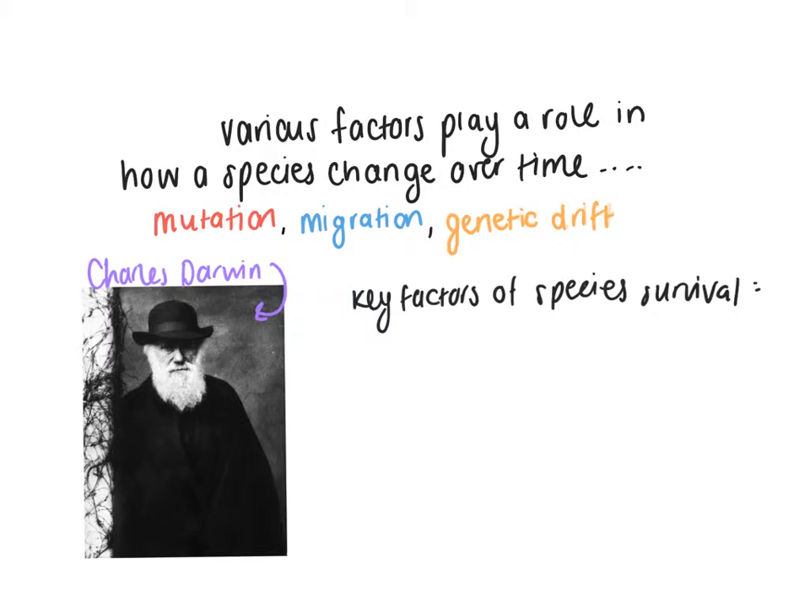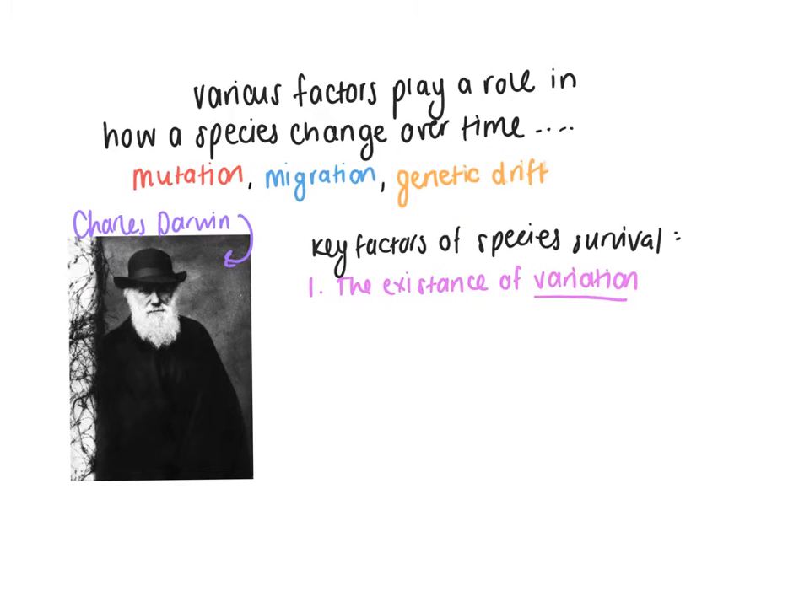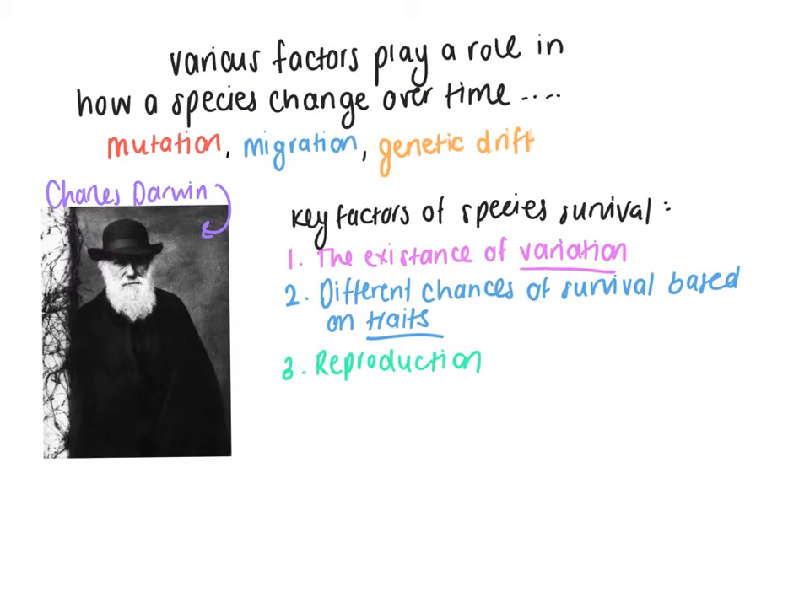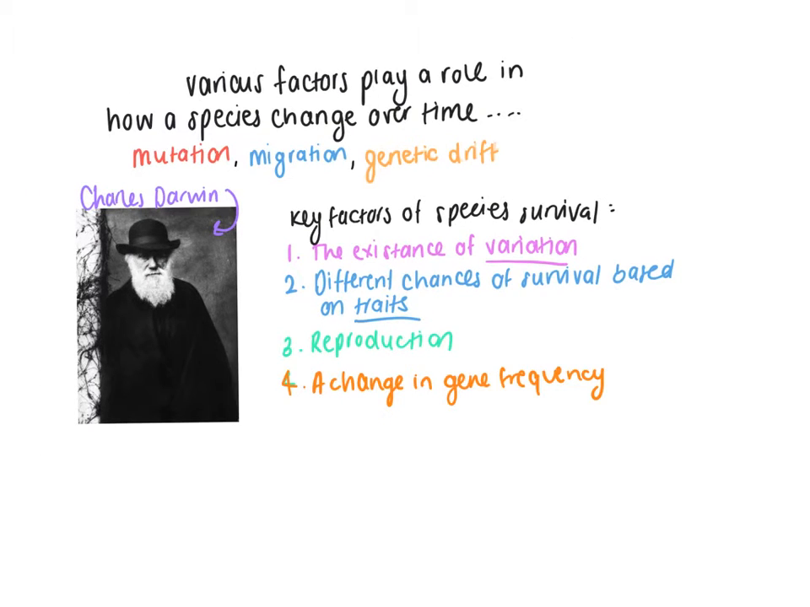Darwin spent his entire life obsessed with observing nature and studied all kinds of organisms in his journals. He hit upon a couple of particularly important factors in species survival. The first of these is the existence of variation. The second, different chances of survival based on traits. Thirdly, the reproduction of surviving individuals, allowing them to pass on traits. And lastly, a change in gene frequency due to some traits being removed and others favoured.